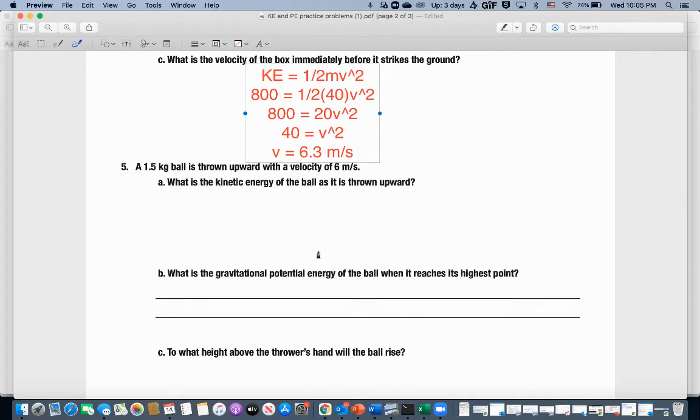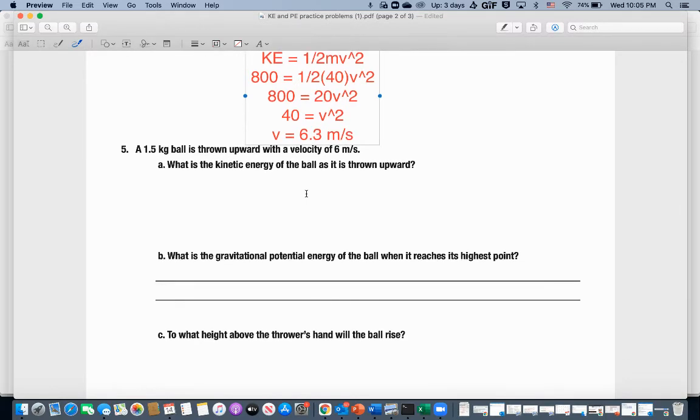So, question right here. A 1.5 kilogram ball is thrown upwards with a velocity of 6 meters per second. What's the kinetic energy of the ball being thrown upwards? Okay, so I got my mass right here, and I got my velocity right here.